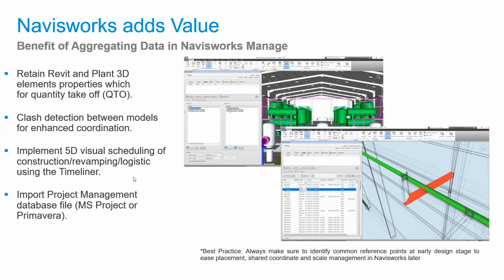Clash detection between models and enhanced coordination, where you can actually address issues. Say, hey, could you please move this steel, move this pipe, so that I can route my pipe through there. That sort of stuff with Clash is the capabilities that we're seeing building up in BIM 360, and that already exist in Navisworks. So the 5D visual scheduling of construction and logistics of doing construction using Timeliner, which will link with your Primavera or MS Project data, and being able to import that in and make that part of your live model. This is all stuff that we're trying to keep those capabilities together.